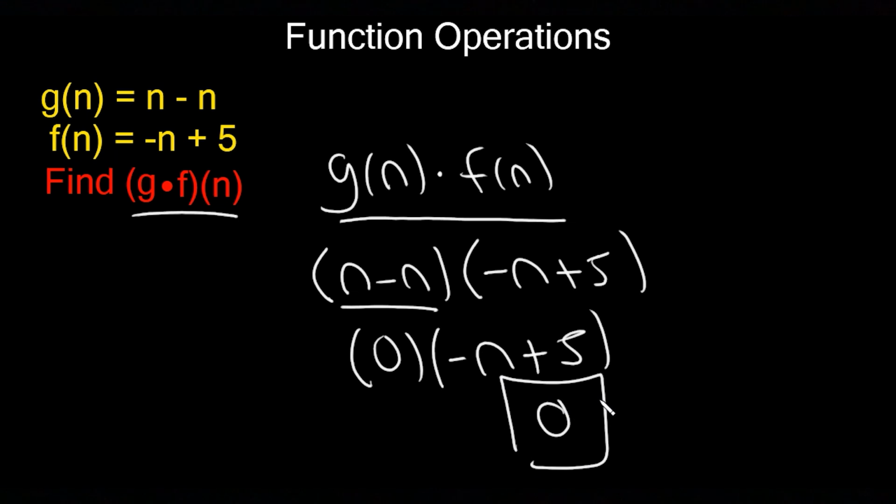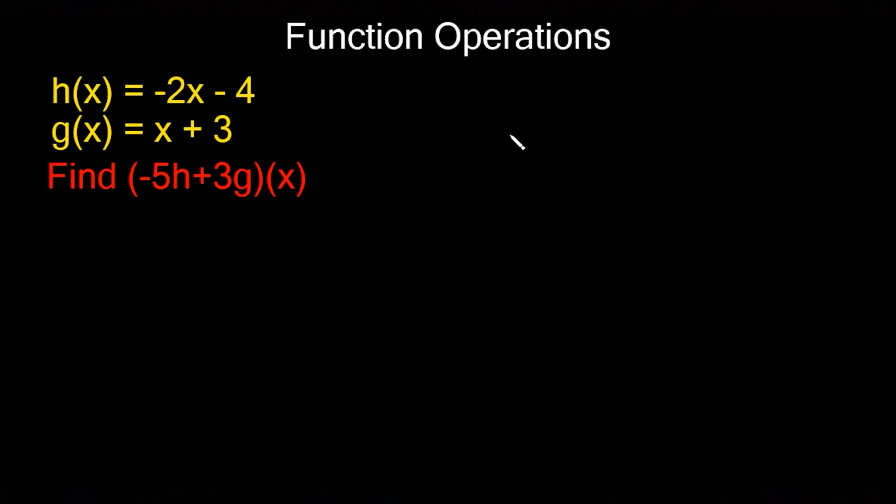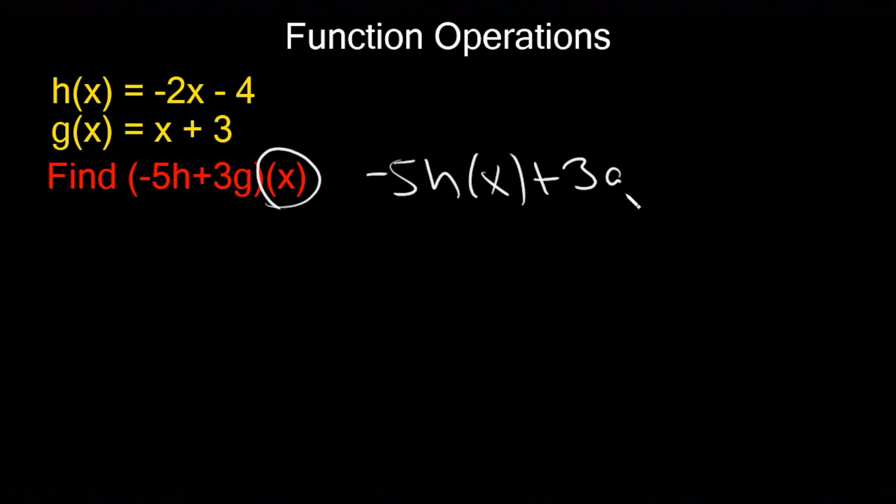All right, let's try another example. So here's our next example. This one's a little more challenging, but again, you have this x on the outside, and they want you to do negative 5h plus 3g, and then again of x. So what we want to do is rewrite it, that way it's a little more obvious, okay? So what they actually want you to do here is negative 5h of x, okay? And then plus 3g of x, okay? And so you can think of distributing this x inside. That's essentially what's happening here.